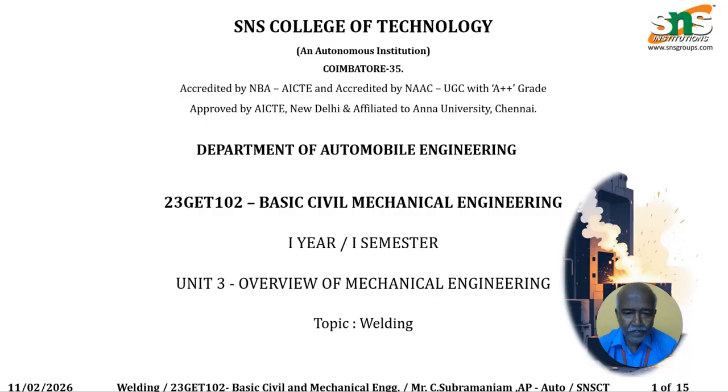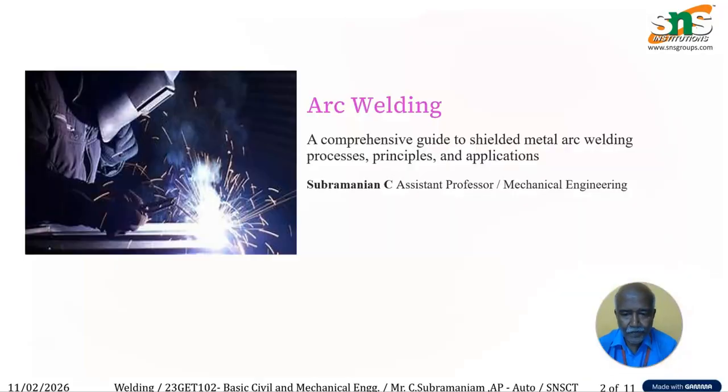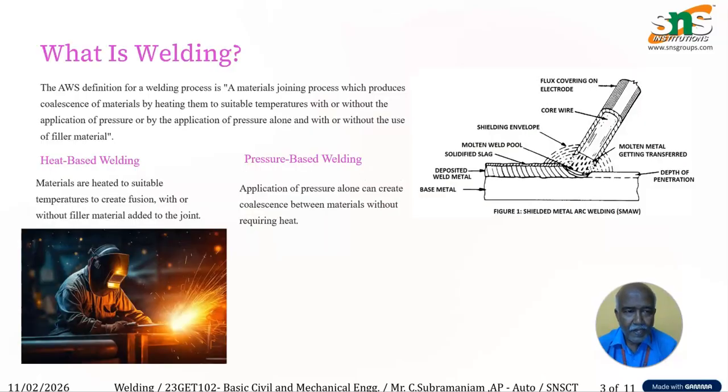In this session, we are going to see an overview of the mechanical engineering subject on the topic of welding. This welding mainly considers arc welding itself. Arc welding is also known as the shielded metal arc welding process. What is welding? Welding is a joining process. It's a metal joining process which produces coalescence of materials by heating them to a suitable temperature with or without the application of pressure also.